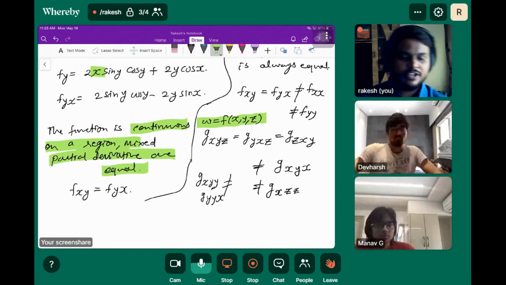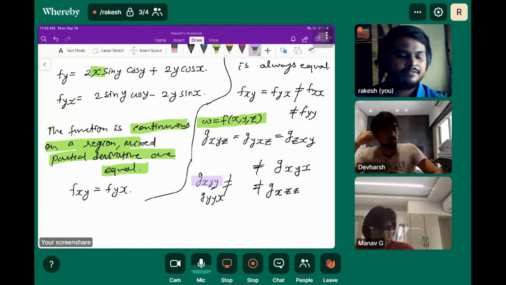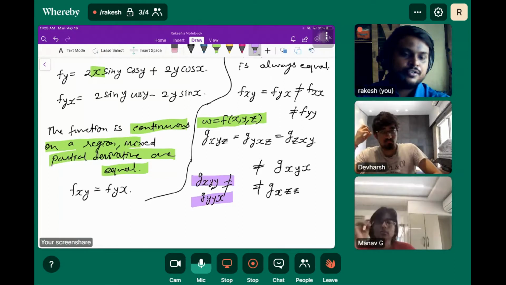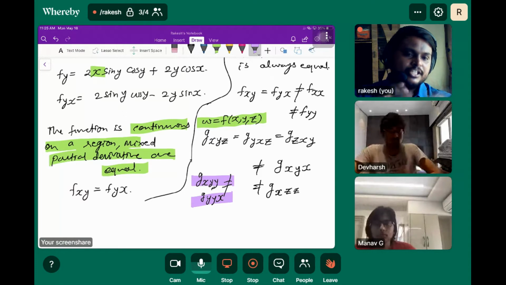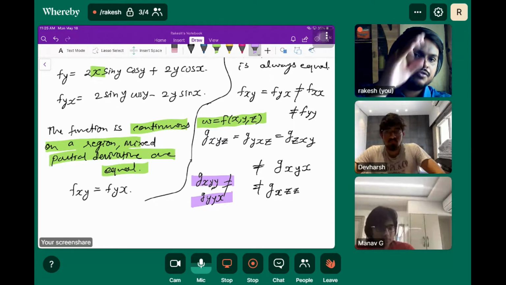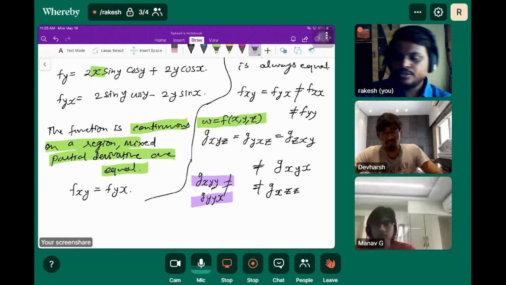And if you are saying f_xyy and f_yyx, they are not equal because the function is not continuous at that point. We are not approaching a common point basically, in that particular region.